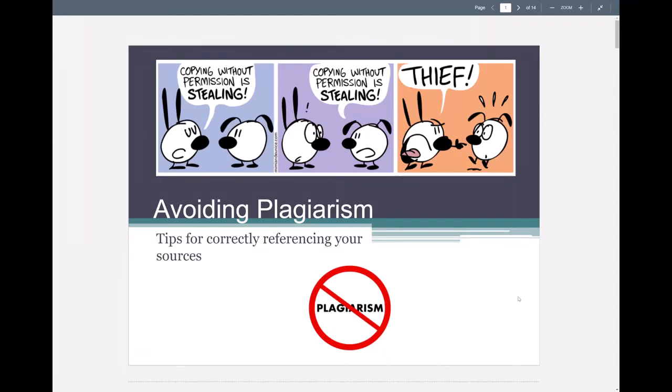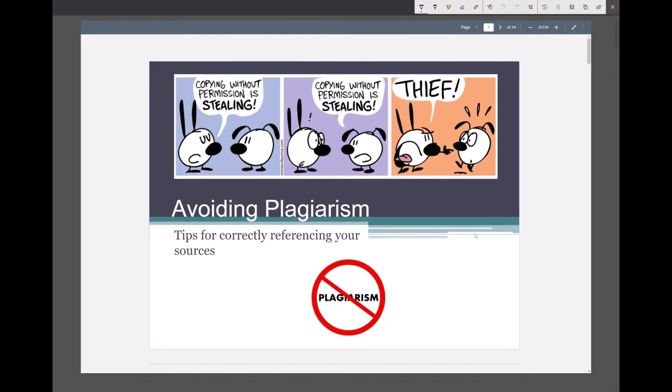Hi students, this lecture, lecture 2, is going to focus on two things: avoiding plagiarism and referencing your sources properly. The first part is trying to not do what we shouldn't do. Plagiarism in academic writing means to steal other people's ideas, whether you mean to or not.